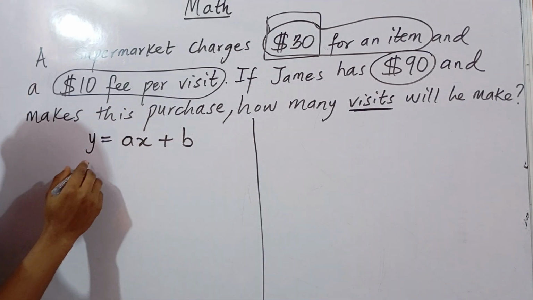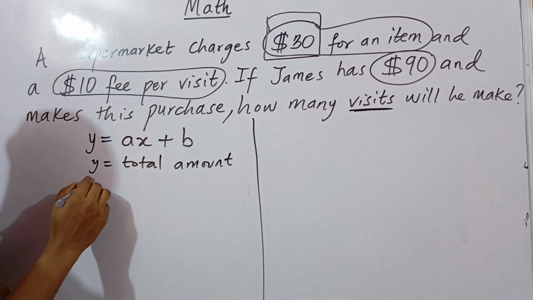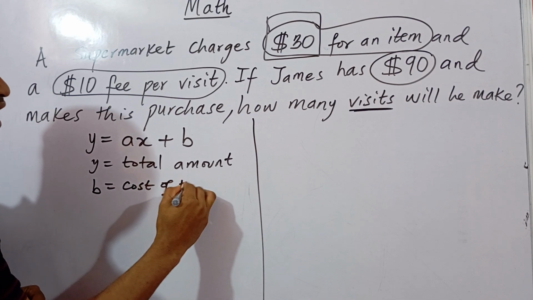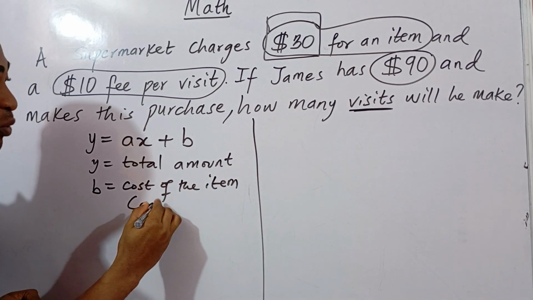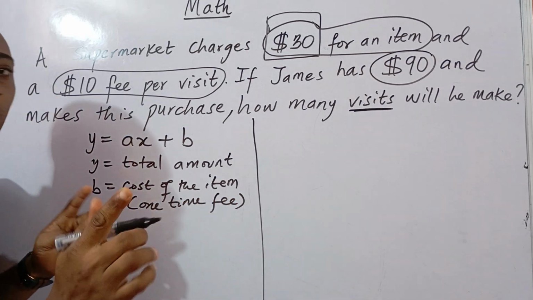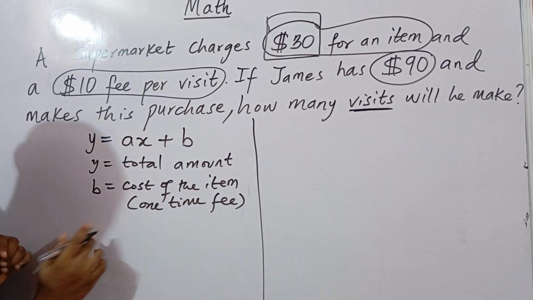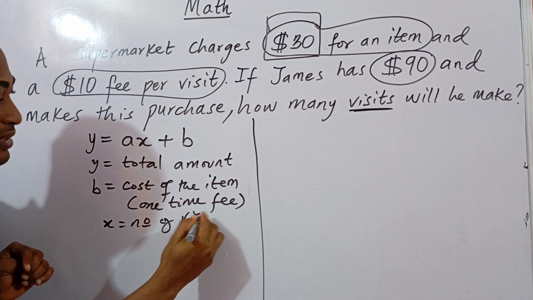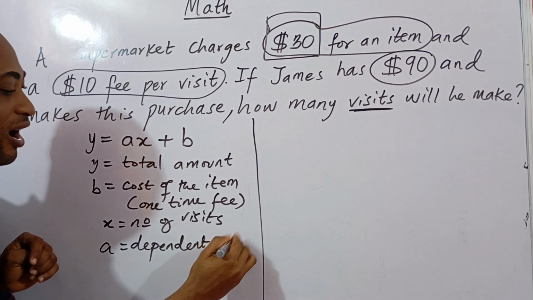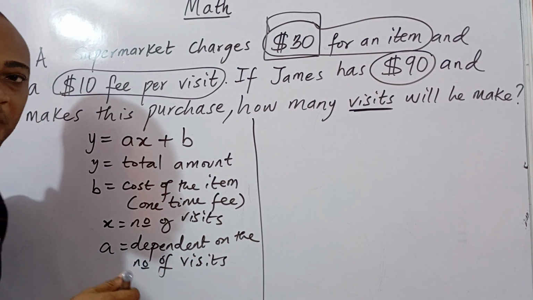Now, this y represents the total amount he has. This b represents the cost of the item, which is actually a one-time fee for that item. Now, this a is the one that is dependent on how many visits. The x, let me put the x. x is the number of visits, while the a is dependent on the number of what? Of visits. I hope you got that.